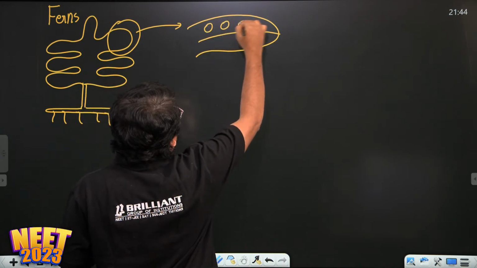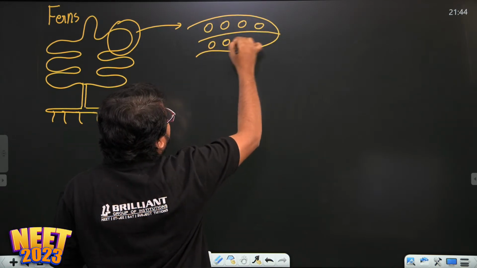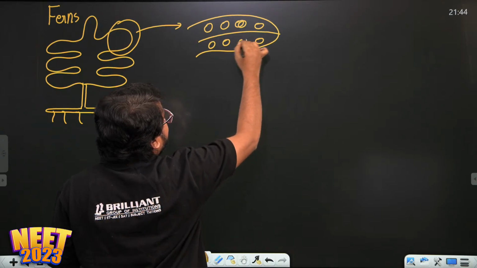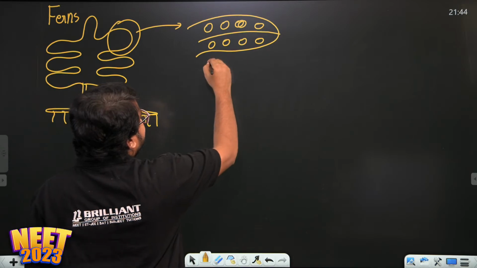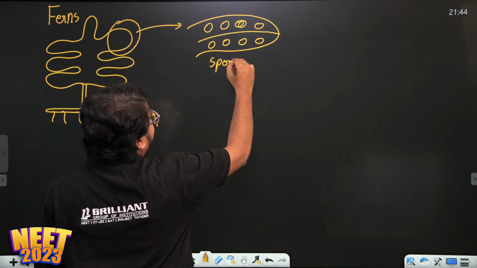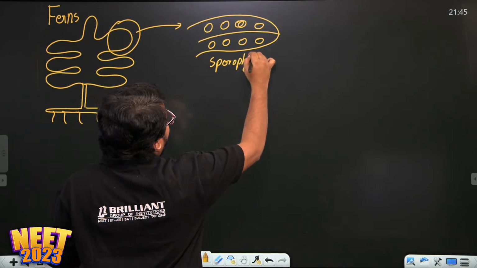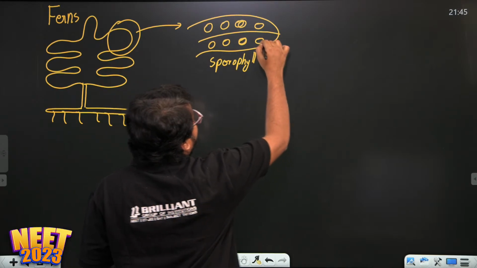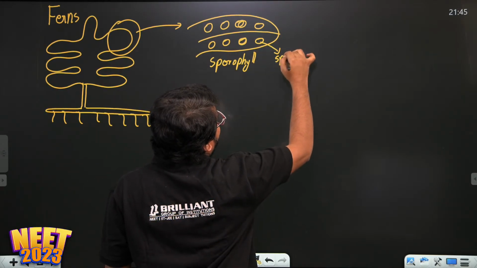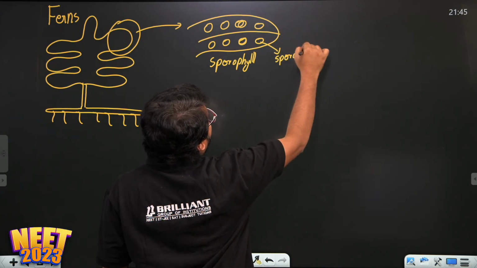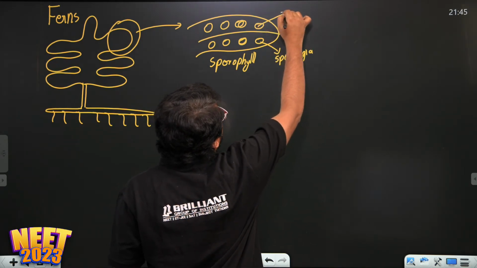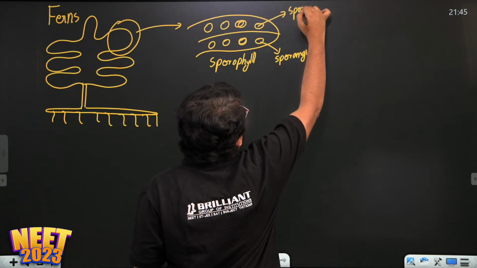So many sporangia will be coming in the leaf. This cluster of sporangia, what is the cluster of sporangia in the leaf called? So leaf with sporangia is called sporophyll. And in the sporophyll you can see they are having sporangia. And in the sporangia, what is present? In the sporangia they will be having some spore mother cell.